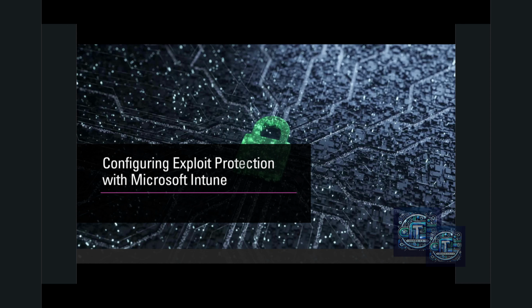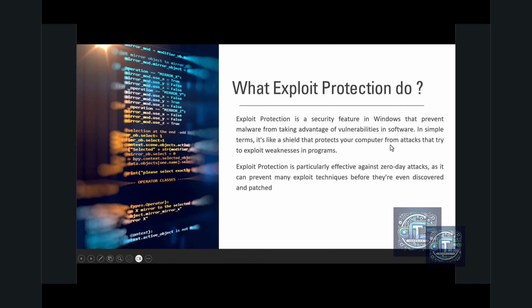In this video, we will be discussing how we can configure exploit protection using Microsoft Intune. Exploit protection is a Windows feature and it helps prevent malware from taking advantage of vulnerabilities in the software. In simple terms, it is like a shield that protects your computer from various attacks that try to exploit weaknesses in the program.